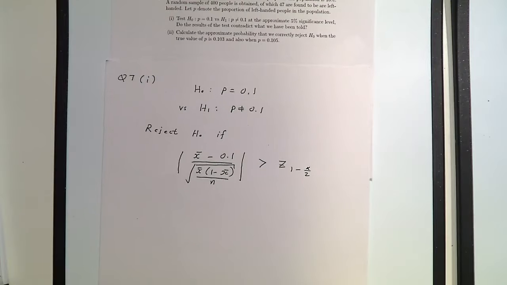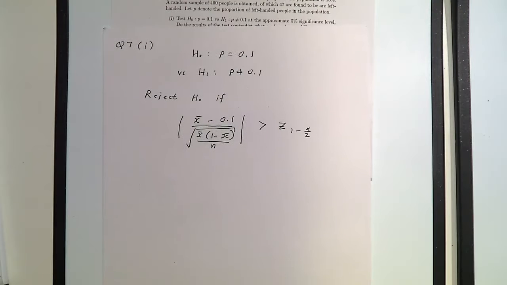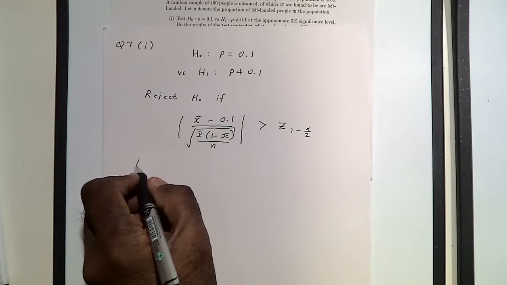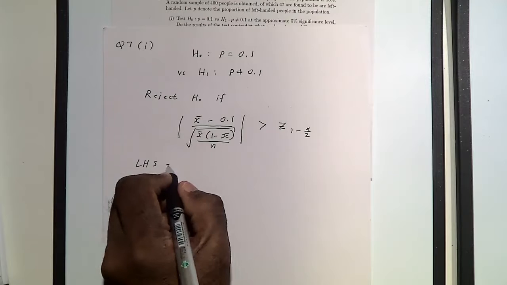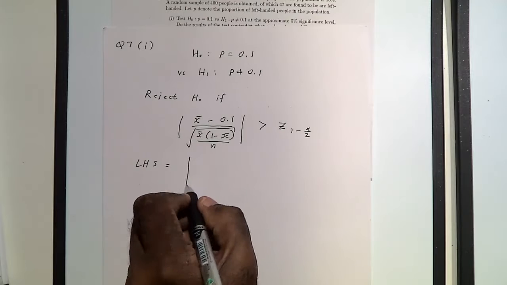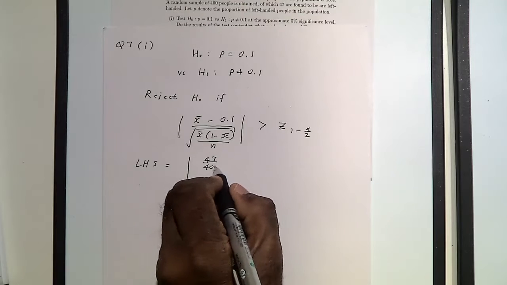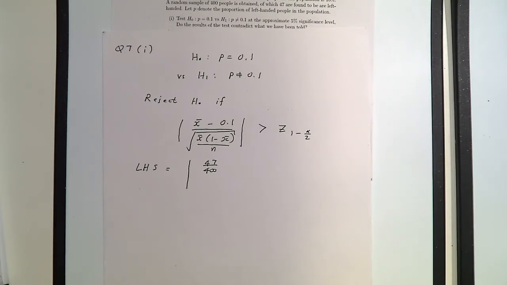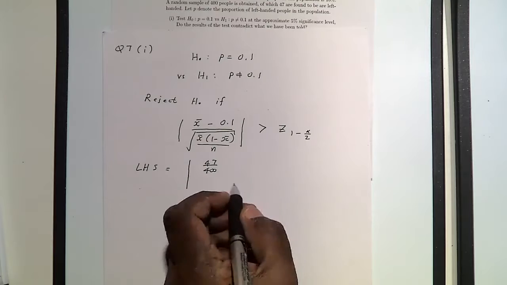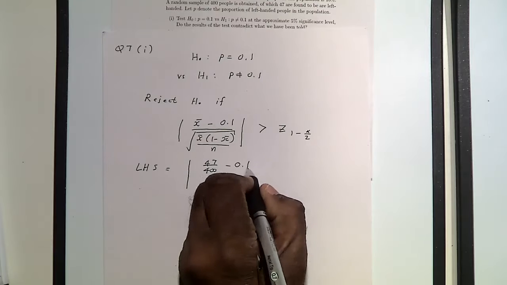So let's try to work out the left and the right hand side. The left hand side: x bar is 47 divided by 400, because there are 47 people out of 400 who are left-handed. So the sample proportion is 47 divided by 400, minus 0.1.